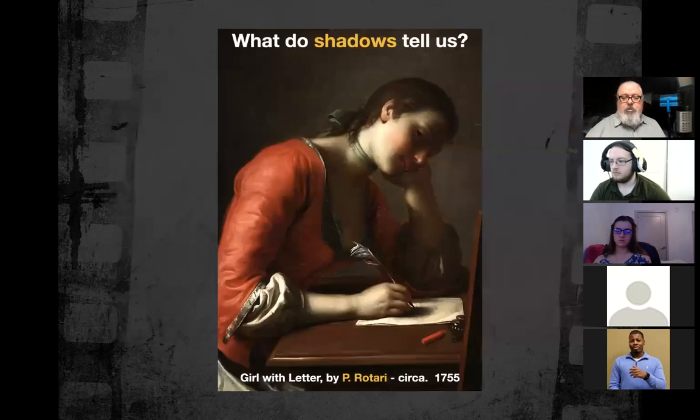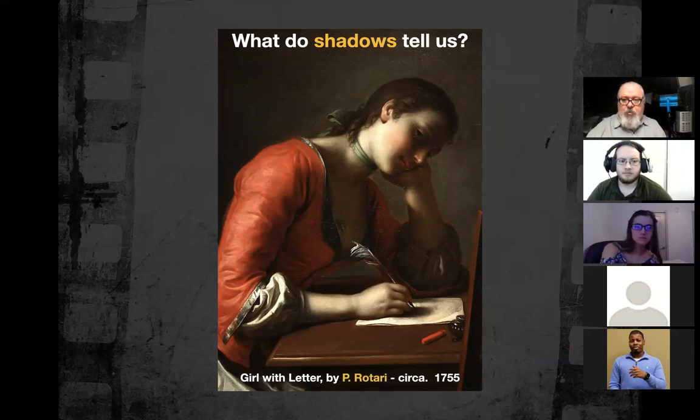Here's one. This is a great one. So this is Rotari, and it is called Girl with a Letter. And what I want you to do is take a look at what's going on here, and I want you guys to tell me the story of this painting. What's happening? Tell me about this girl, what she's doing. It's a girl writing a letter, but what's happening here? What are we supposed to think is happening here?